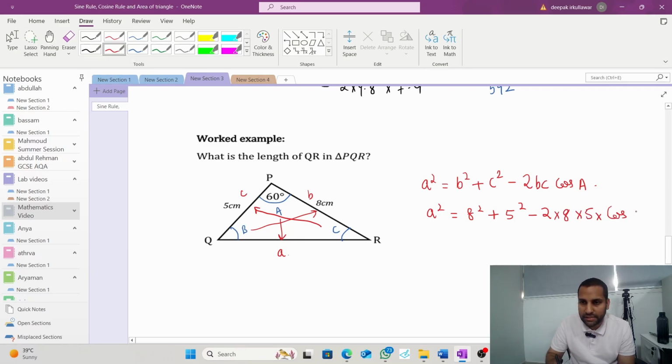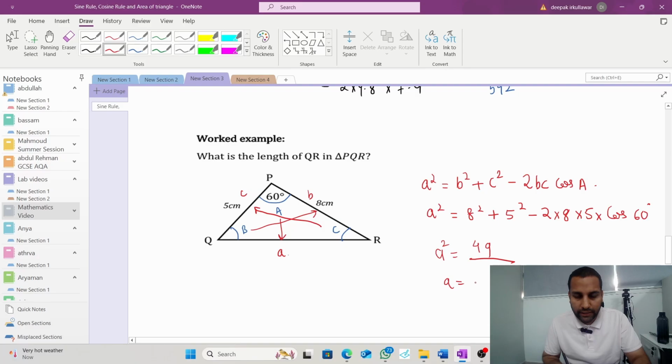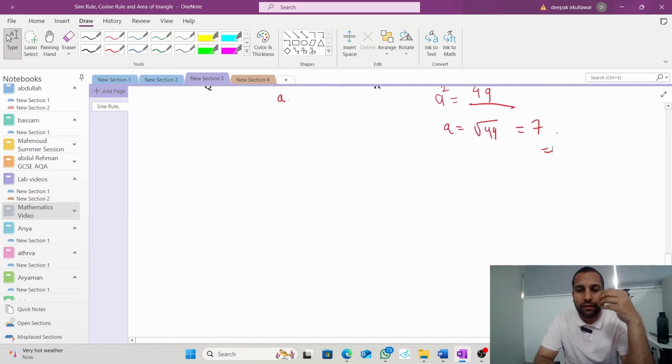Cos of A is how much? 60. So you just need to use your calculator and get the answer. Just do this part and tell me what your answer would be. When you plug this data into the calculator, you will get a square as 49. So a would be the square root of 49, which is 7. So you will get this answer. I hope you understood what is sine rule and cosine rule.